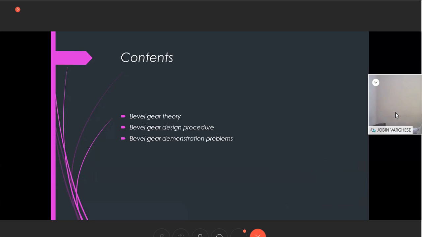Okay, these are the contents I would like to cover: the bevel gear theory, then the bevel gear design procedure, and bevel gear demonstration problems. So these are the 3 areas that I'm going to cover.